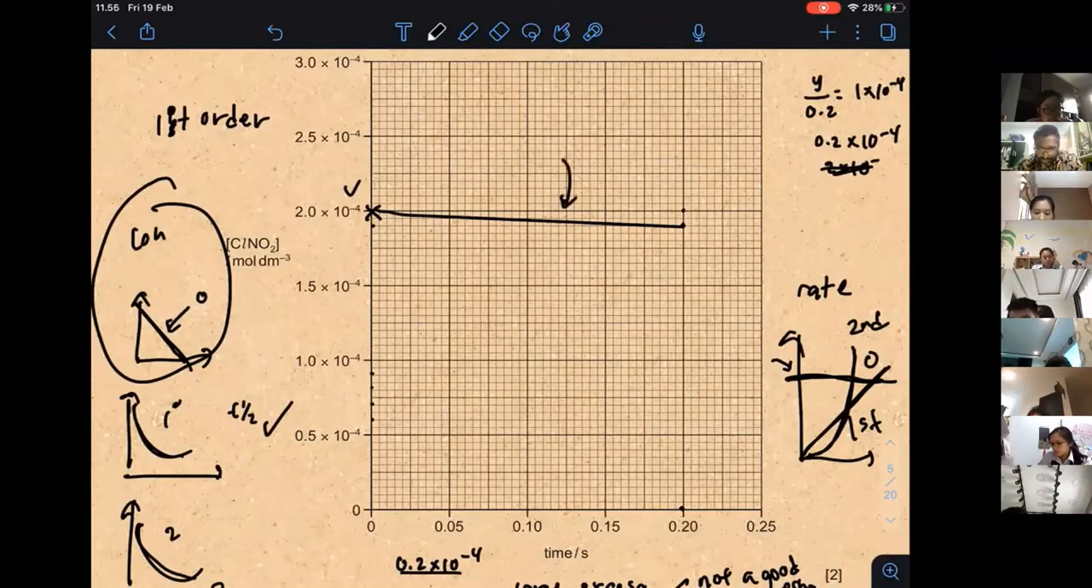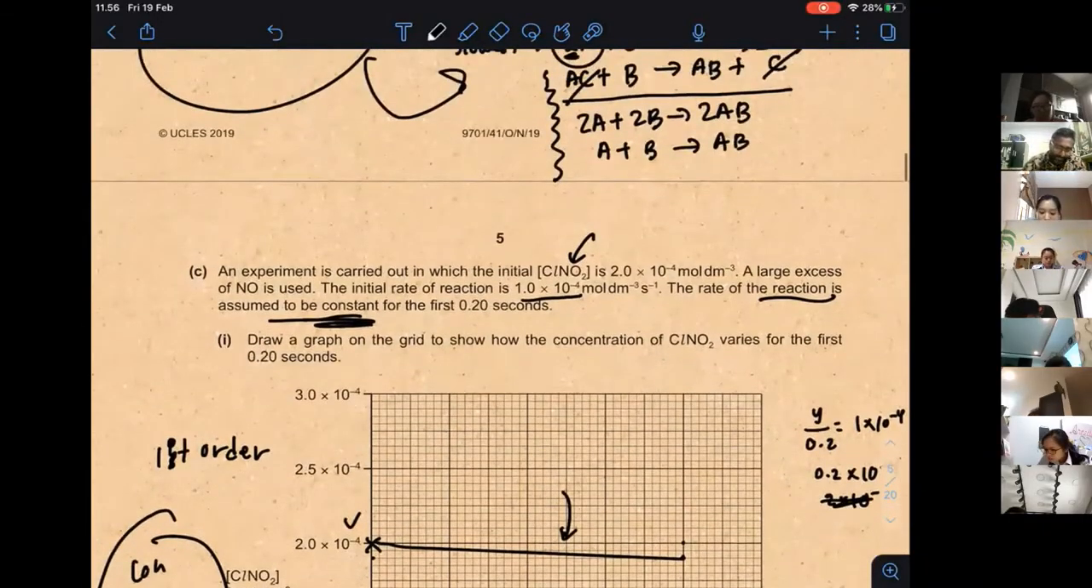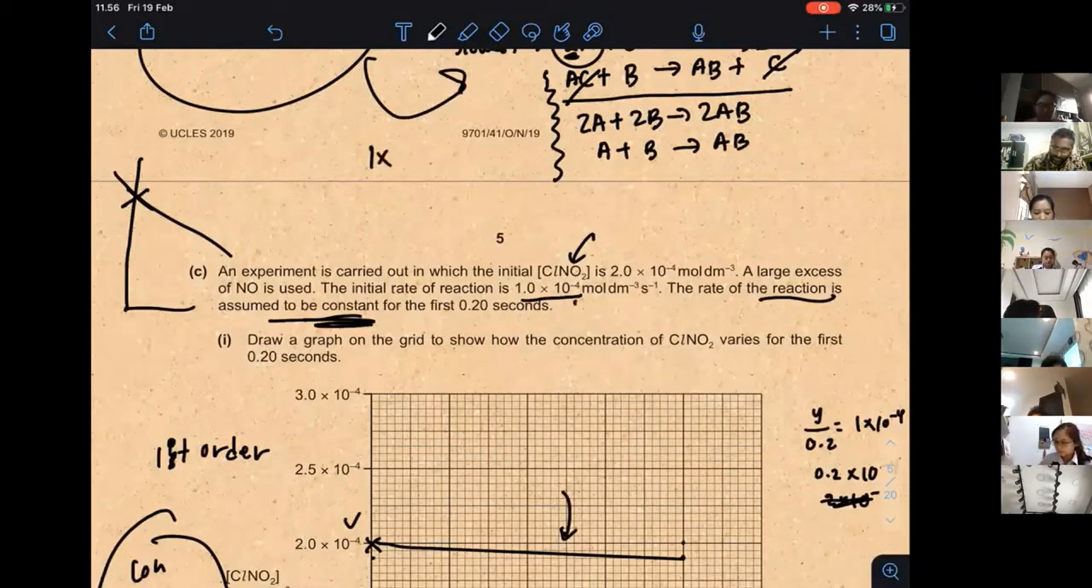I know that if the rate is constant, I can calculate the gradient, because the initial rate must be represented by this rate also. So my thinking process is like this. If there is a graph going like this, and I know my gradient is supposed to be 1 times 10 to the power of negative 4, and I know that it's supposed to go until 0.2, it will stop somewhere at 0.2.